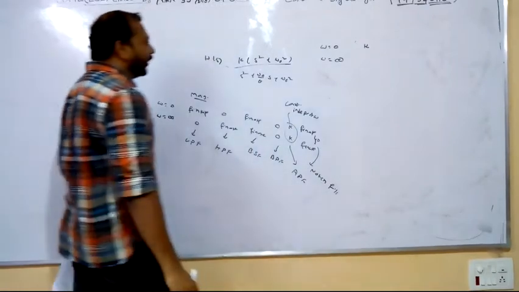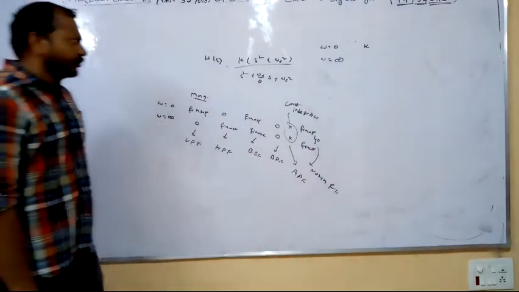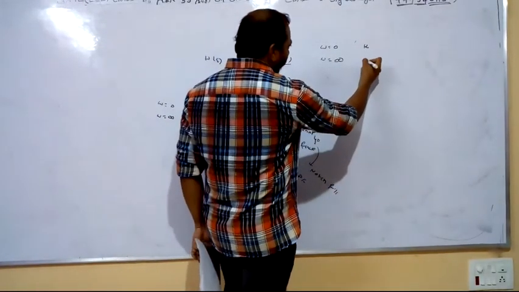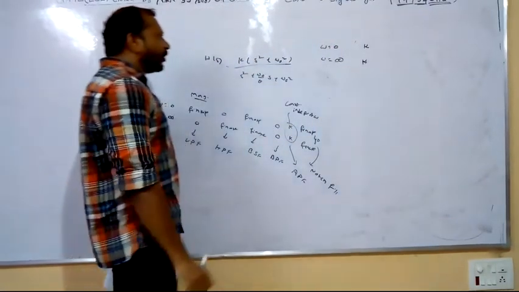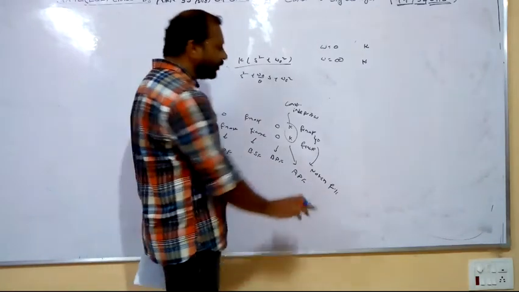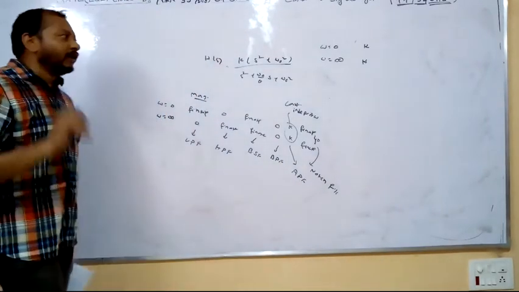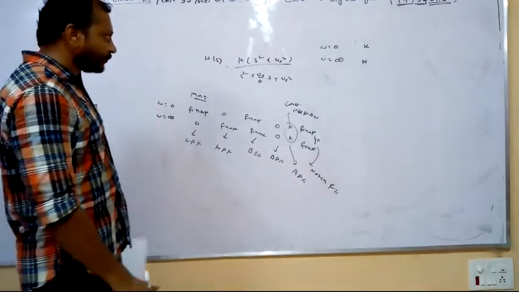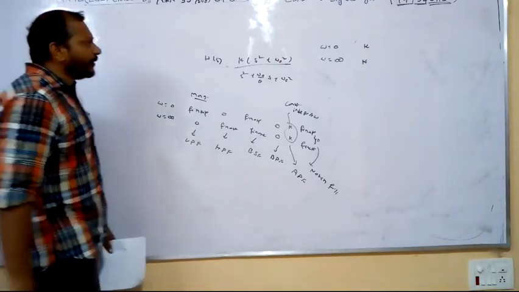And at omega equal to infinity, what is this value? This value is equal to K only. K is constant and independent of omega. It may be an all pass filter. Maybe an all pass filter.